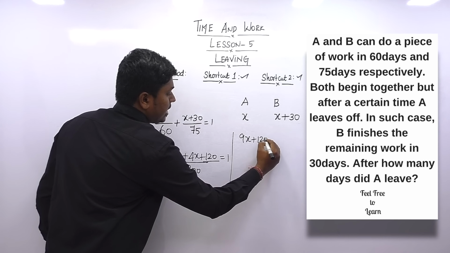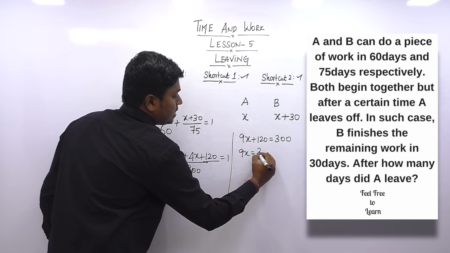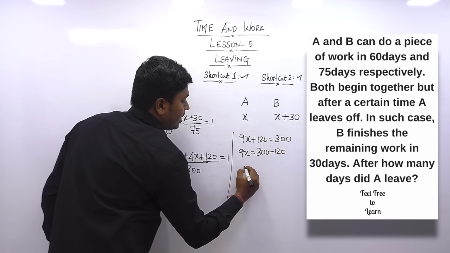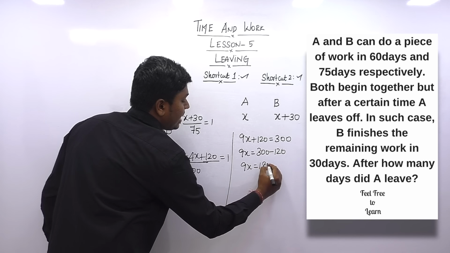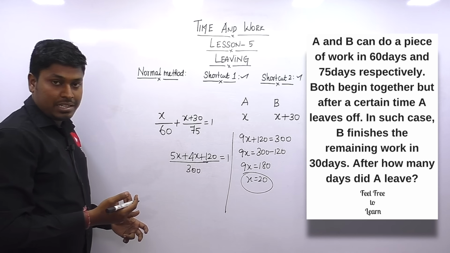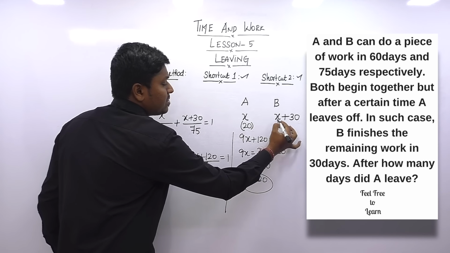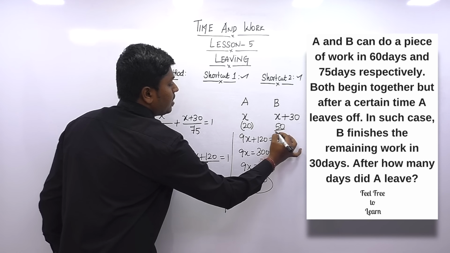9x plus 120 is equal to 300. So 9x is equal to 300 minus 120. So 9x is equal to 180. So x is equal to 20. So finally we got the answer, x is equal to 20, which means A worked for 20 days. B, when you substitute x is equal to 20 here, then B worked for 50 days.